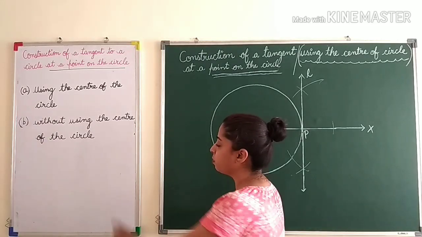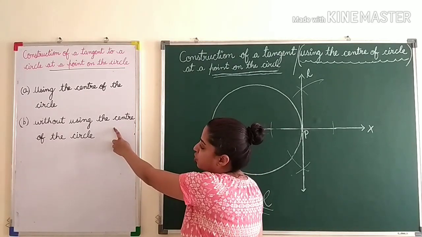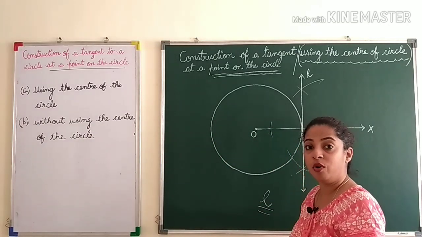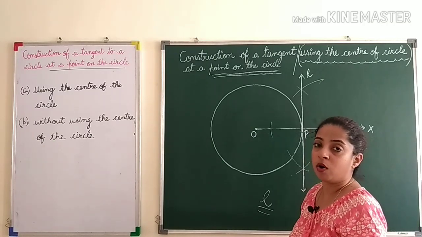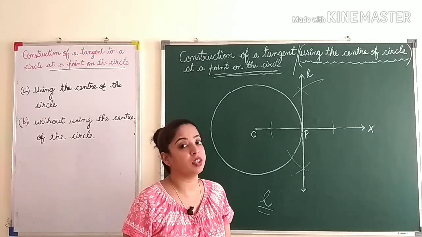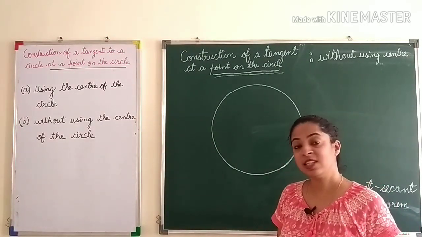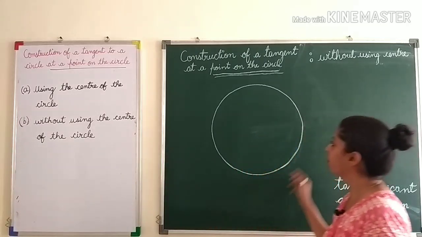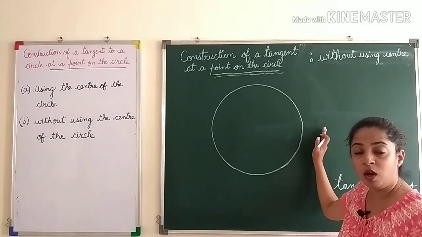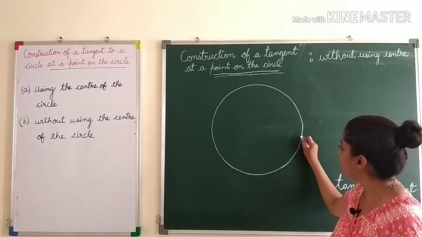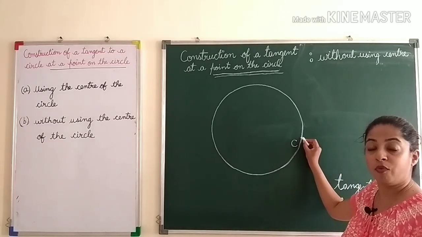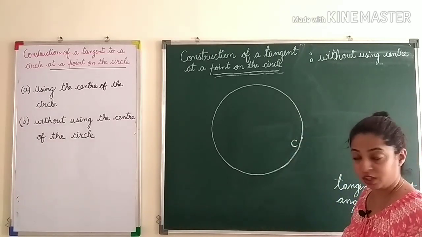Now let's go on to constructing a tangent without using the center of the circle. If you are given a circle and you don't know its center, or you are told to draw a circle of a certain radius and draw a tangent without using its center. Now let's look at the second method where you are given a circle and you don't know its center and you are told to draw a tangent through any point, say C on it. Let's say this is the point C on the circle. From this point C you have to draw a tangent.